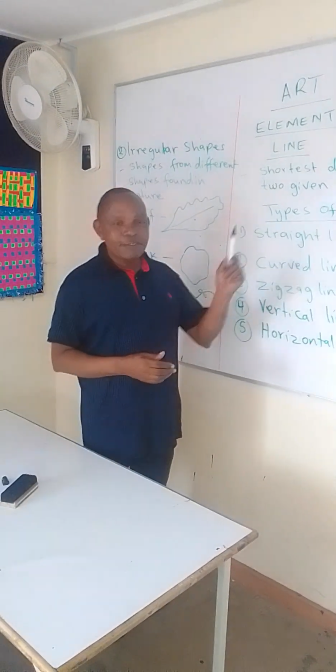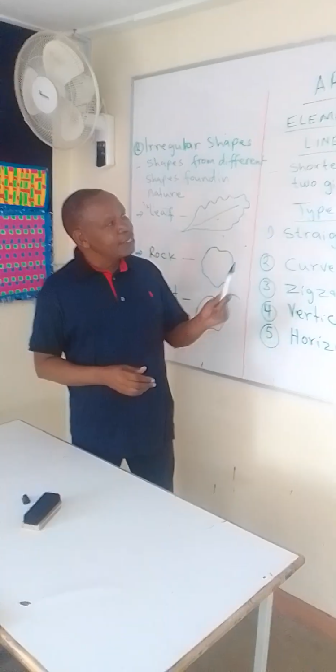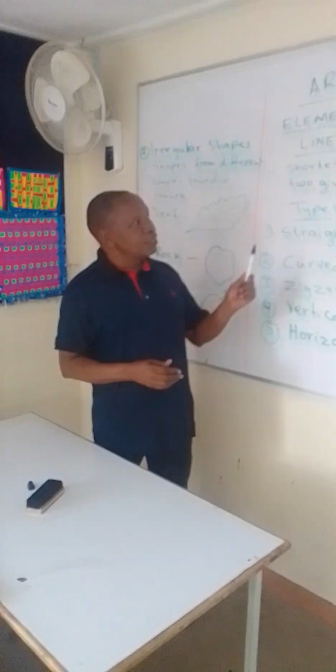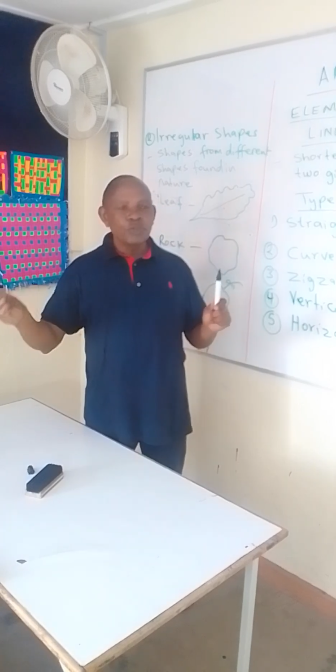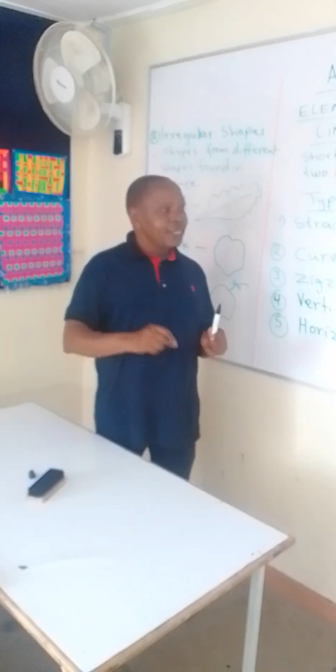Now, for example, here we define line. What is line? Line is defined as the shortest distance between 2 points. So you can't say that there is a line if you don't have two given points. You have to draw a line from one point to the other.